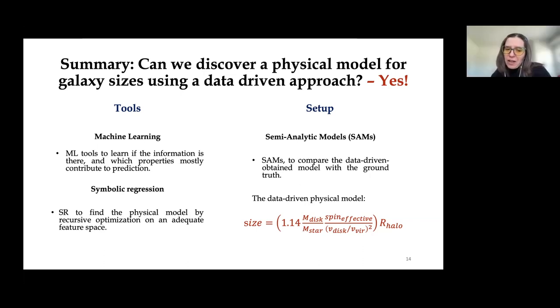Yes. So for pure disk, when I used only disk galaxies without a bulge part, it is the equation that I just showed that stood out: the spin divided by v disk v var square times r halo. That stood out no matter how many times I ran the symbolic regression, no matter how long I searched for an equation. So that was what really stood out. I can say the same when I use the complete galaxies, the whole data set with all morphologies. The equation that stood out was the one that I showed. Yes.